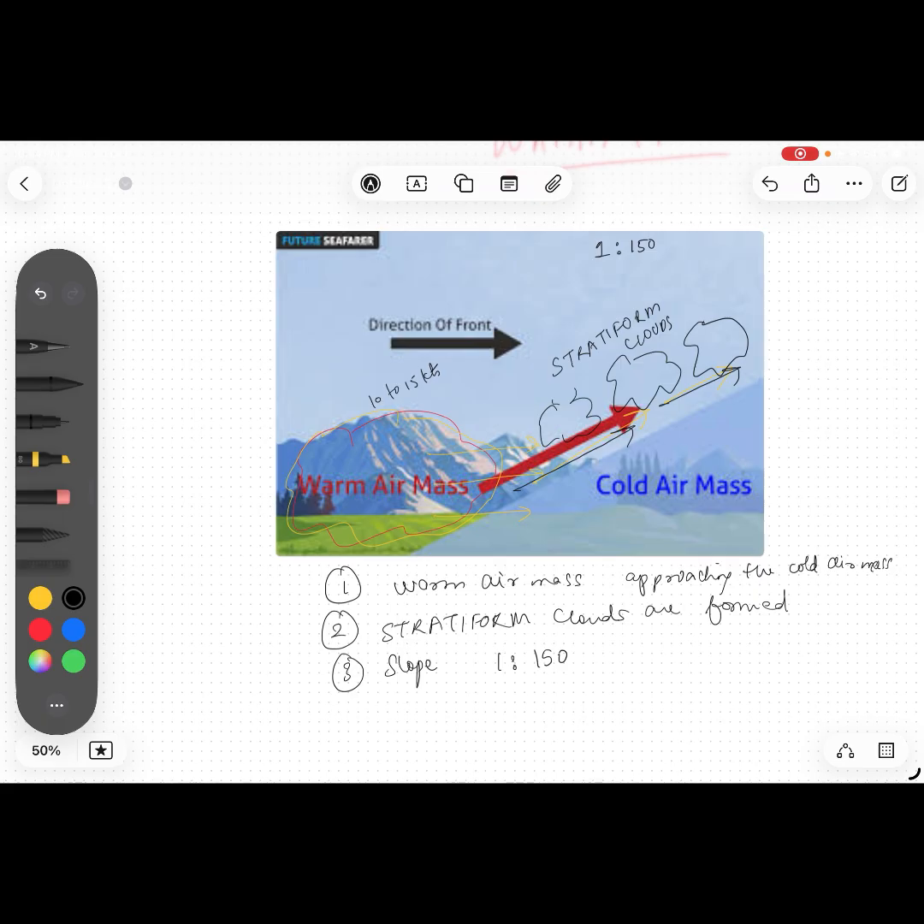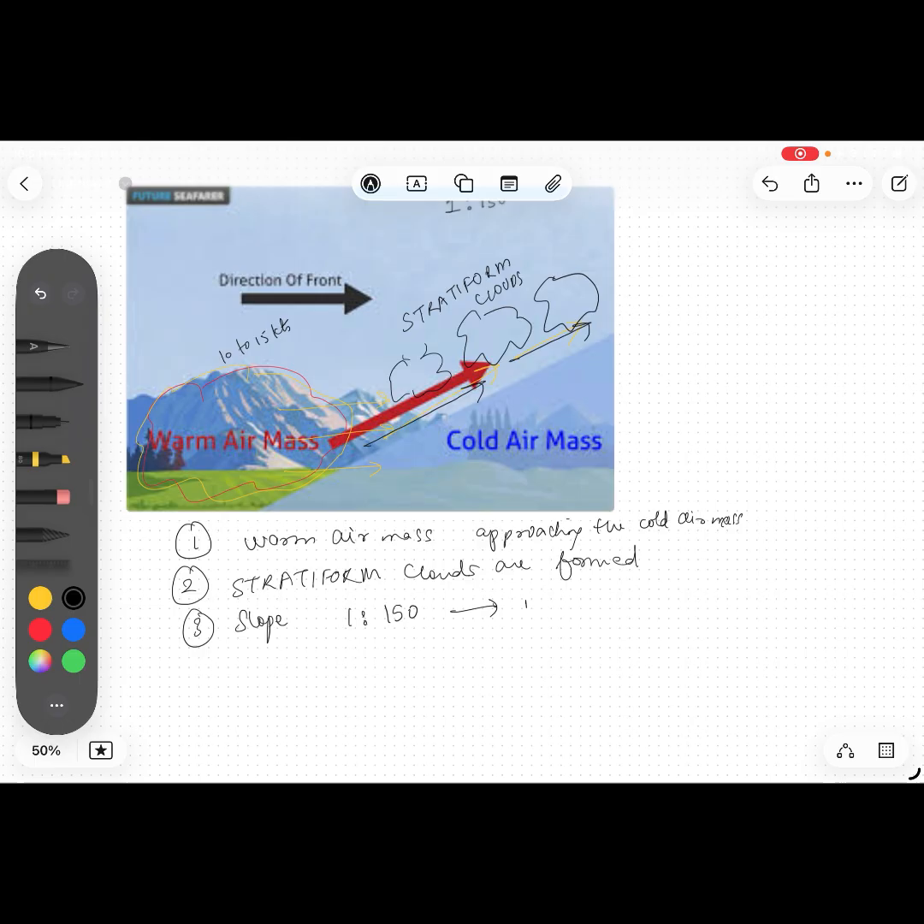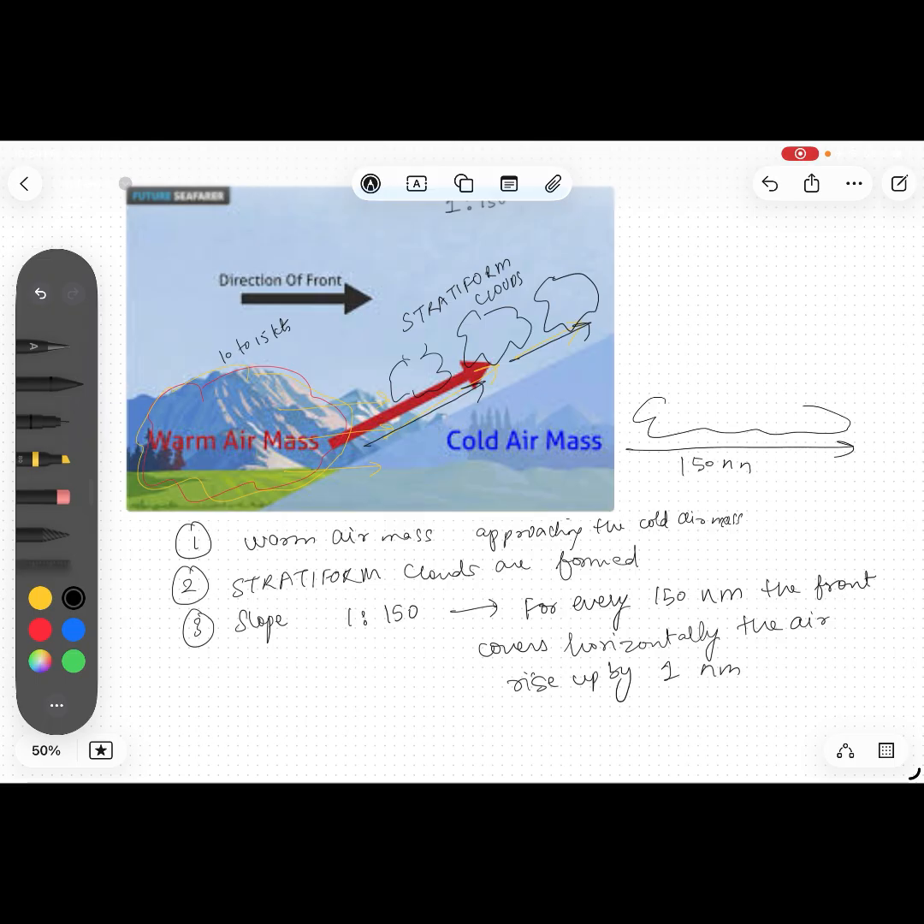It is 1:150. What does this really mean? For every 150 nautical miles the front covers horizontally, the air rises up by 1 nautical mile. So basically, if it is moving 150 nautical miles horizontally, this portion of air is moving like this, so in this whole 150 horizontal, it will just go up by 1 nautical mile.